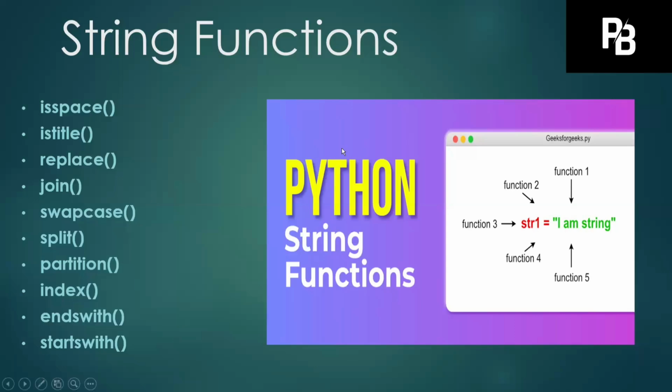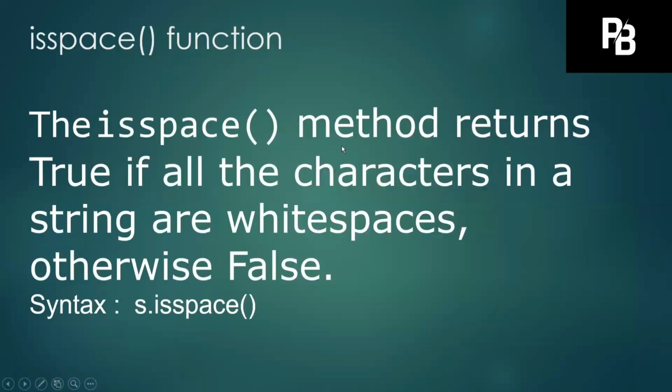So let's start today's video with the first function, that is the isspace function. The isspace method returns true if all the characters in the string are white spaces. Otherwise, it returns false. Okay, is it clear? So, only if all are spaces, it returns true. Otherwise, it returns false. Very simple.